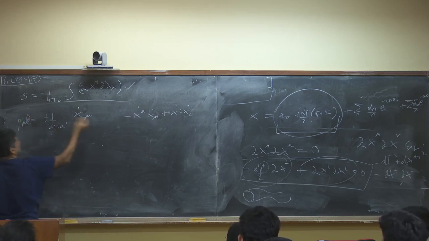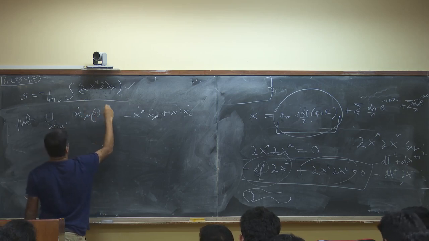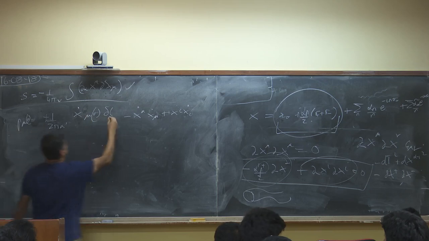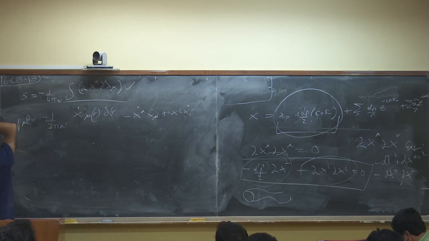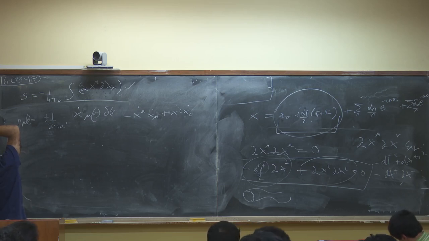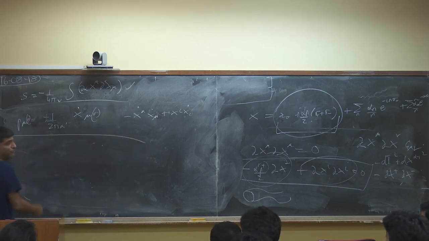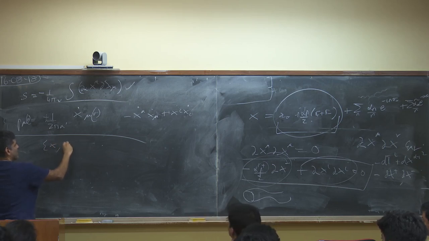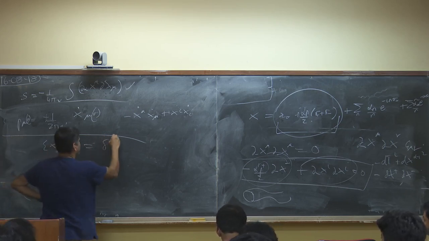P mu of sigma and x mu of sigma, with a delta function, just the functional momentum, so that the symplectic form of our theory works out. Are you familiar with the notion of a symplectic form? You know that in classical mechanics you have the Poisson bracket of x with p equal to 1. X a Poisson bracket p b is equal to delta a b.